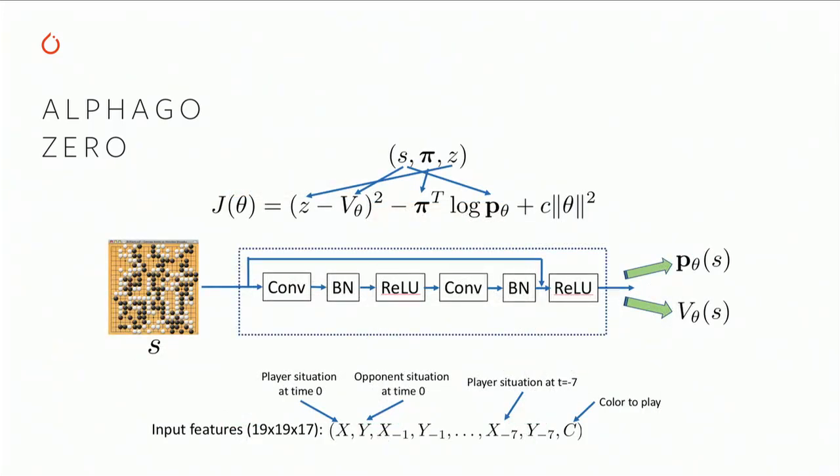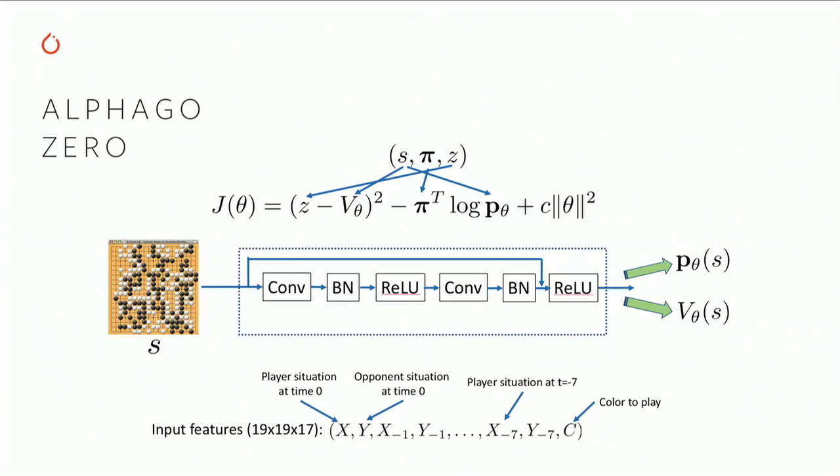And then the model is updated following this objective function. You want to minimize the distance between the predicted value and the final reward, which is z. So this is the first term, z minus v theta. And you also want to minimize the KL divergence between the Monte Carlo tree search policy distribution and the predicted policy distribution from your network. And you have an additional term that is basically your regularization.